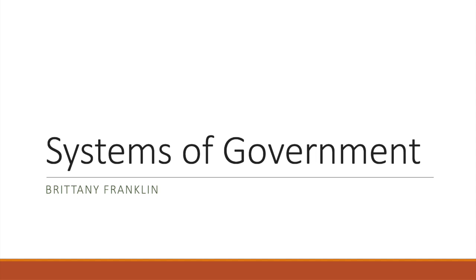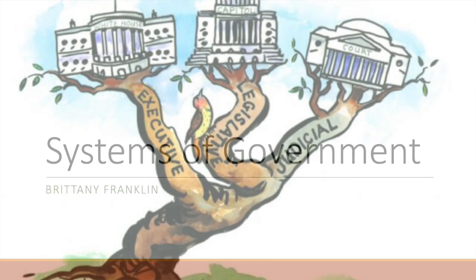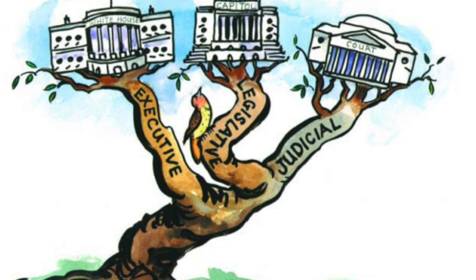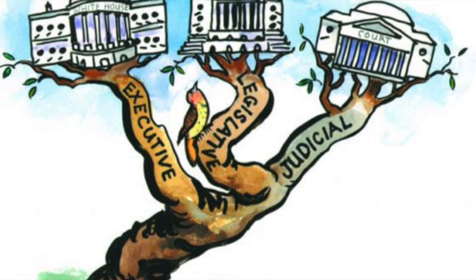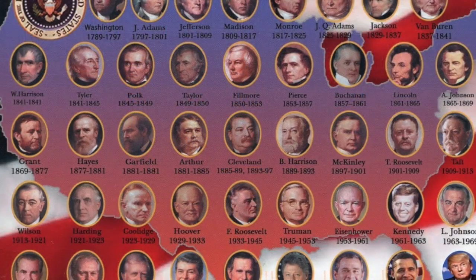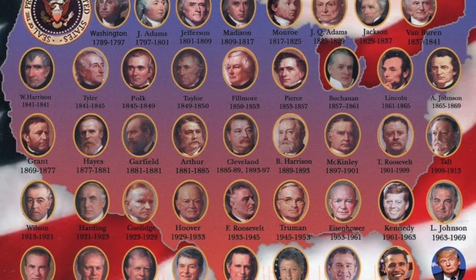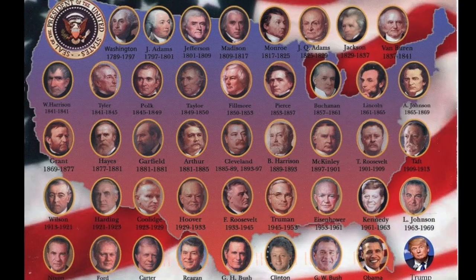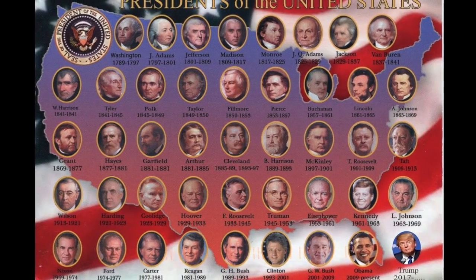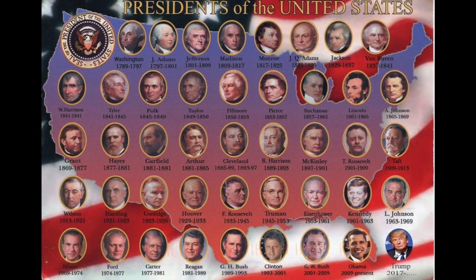I chose to do my content project over the three systems of United States government. The three different branches of government are the executive branch, the legislative branch, and the judicial branch. The executive branch consists of the President of the United States and about 5 million workers. The President of the United States administers the executive branch of our government.